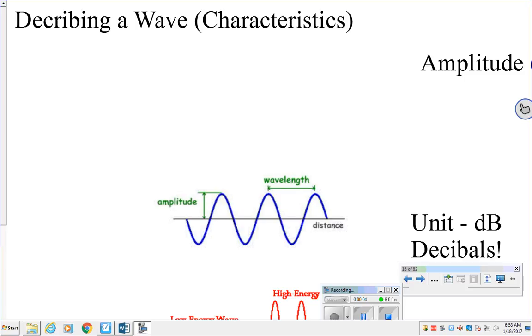Sorry, I'm home with a sick kid, so we're going to do some quick notes, and I'm going to show you how to draw some waves, which you're going to be doing on today's worksheet.